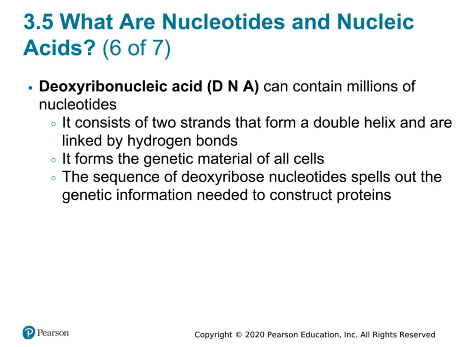DNA has deoxyribose sugar, which is why it's known as deoxyribonucleic acid, and we just abbreviate that DNA. And it contains millions of nucleotides. And these nucleotides are in an order that provides the genetic instructions for how to make proteins. It's actually the sequence of deoxyribose nucleotides that spells out the genetic information for how to make a certain protein. In what order should we put amino acids together?